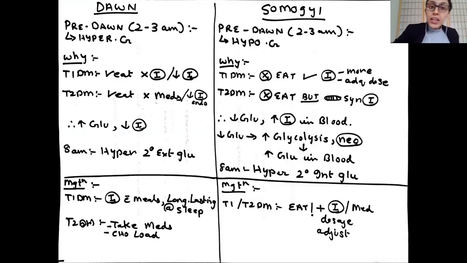So now, basically, in Dawn phenomenon, during the pre-dawn time, what is pre-dawn? It is between 2 a.m. to 3 a.m. What is it that you see? You see hyperglycemia. In Dawn phenomenon, between 2 a.m. to 3 a.m. at night, like in the morning basically, but generally normal people are sleeping at that time, you will see that the individual has hyperglycemia. But in Somogyi effect, between 2 a.m. to 3 a.m., generally speaking, you see hypoglycemia.